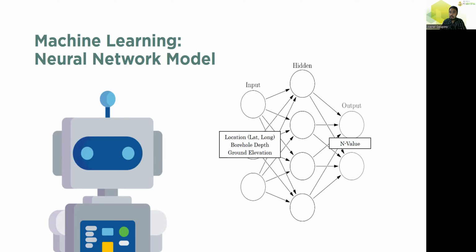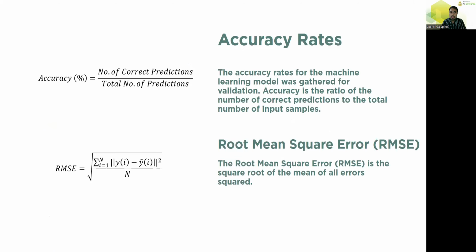Machine learning is important because it produces models capable of analyzing larger, more complex data sets and generating more accurate results more quickly, even on a massive scale. So for accuracy rates, the accuracy rate for the machine learning model was gathered for validation. Accuracy rate is a ratio of the number of correct predictions to the total number of input samples. We also use root mean square error, which is the square root of the mean of all errors squared. However, in this study, hyperparameters were not tuned.